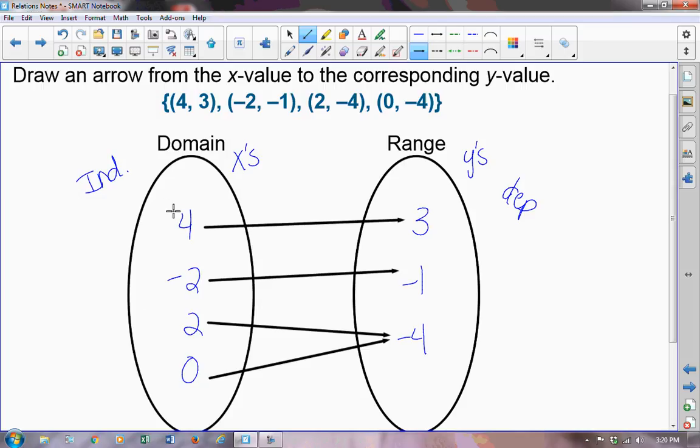And it also works the other way. If you have repeating x values, then you will have 1 going off of, maybe it's a 2 would go to -1 and -4. Then we would connect the 2 to 2 other numbers in the range.